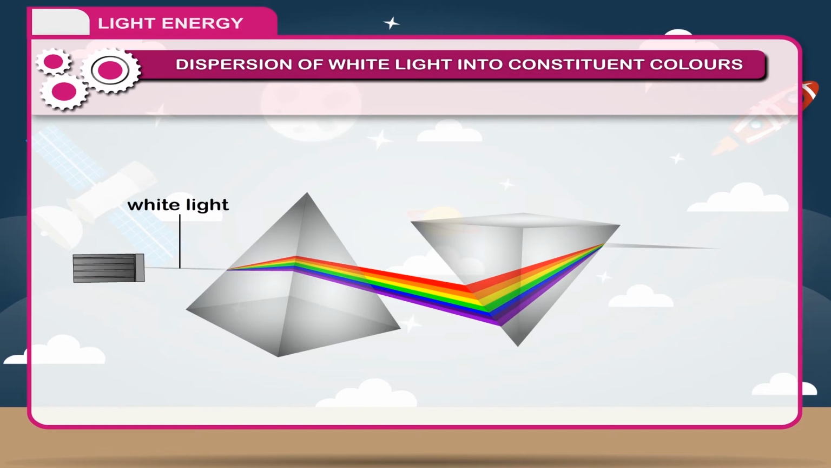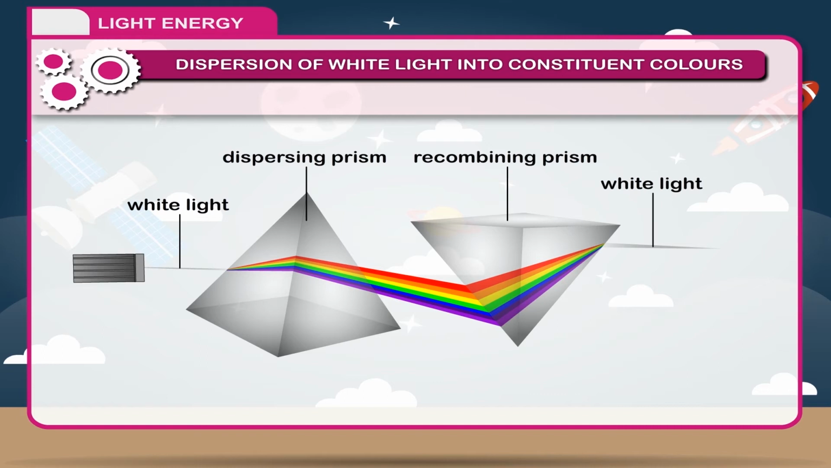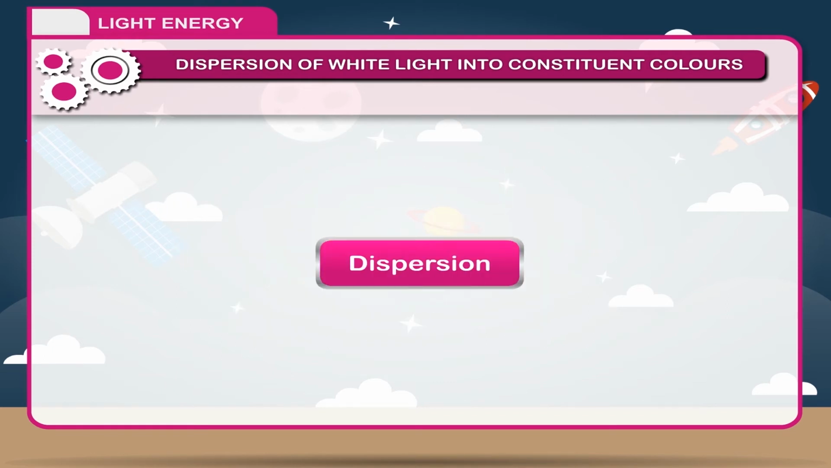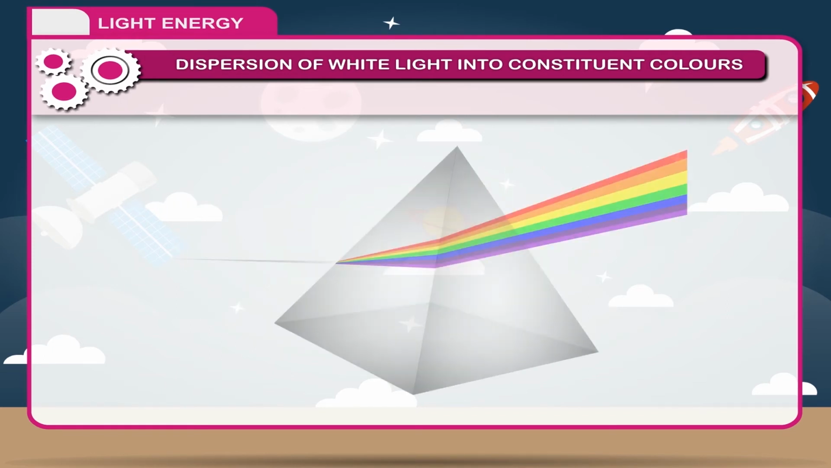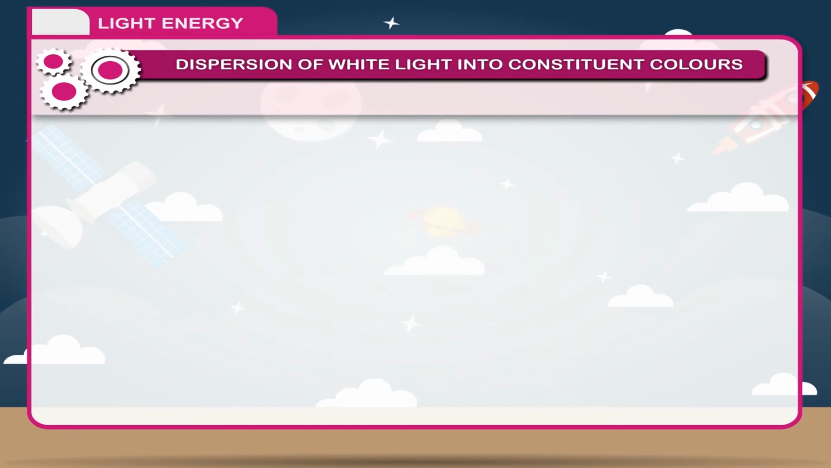The colored band again joins and forms white light. The first prism is called the dispersing prism and the second one is called the recombining prism. The combination of two prisms works as a rectangular slab. Dispersion: the splitting of white light into its 7 constituent colors while passing through a prism is called dispersion.